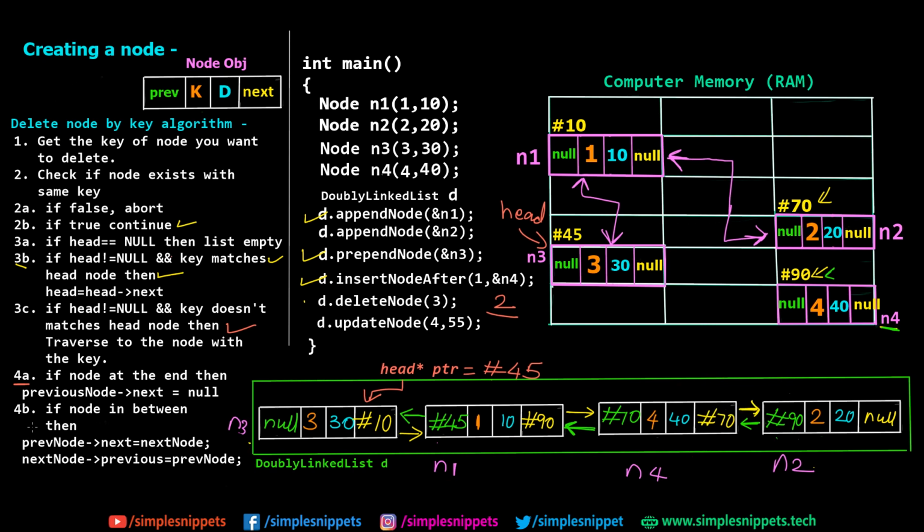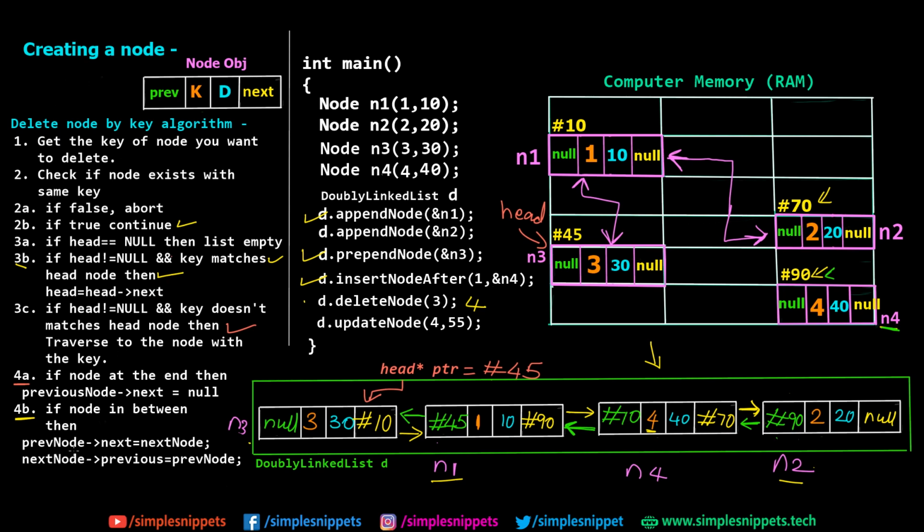Now the last condition is when the node is in between. So let's say now you pass the key of 4. Okay, you pass the key 4 over here, and we know that node 4, N4 has the key of 4 and it is in between N1 and N2. So this node lies in between the two nodes. So in that case, what we have to do is, this is 4b condition.